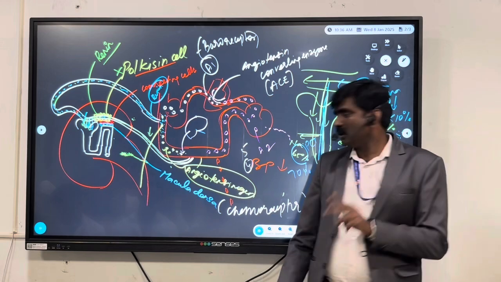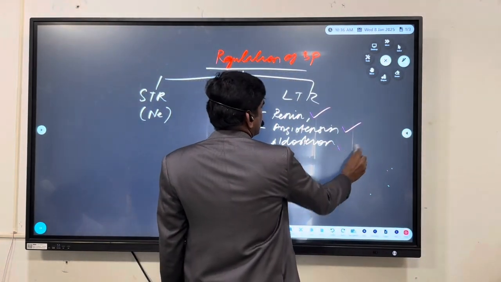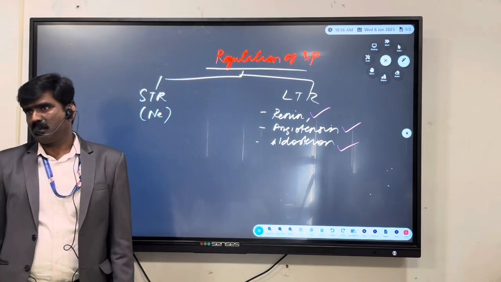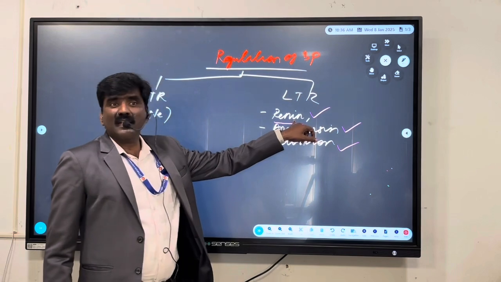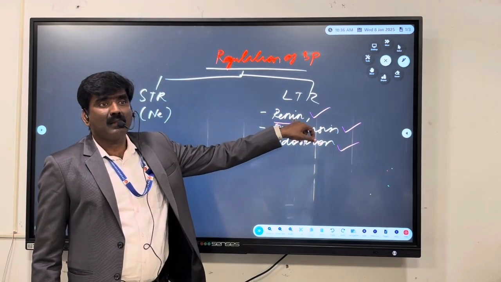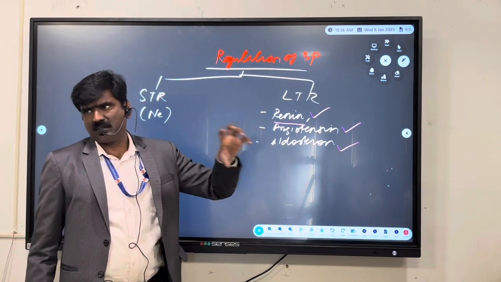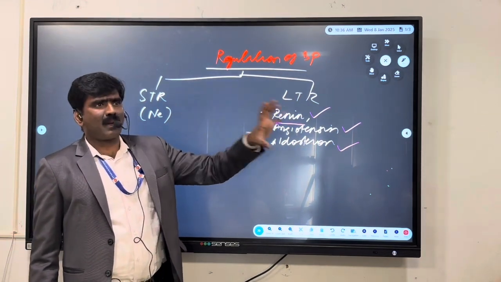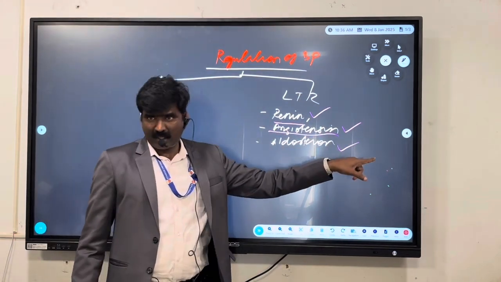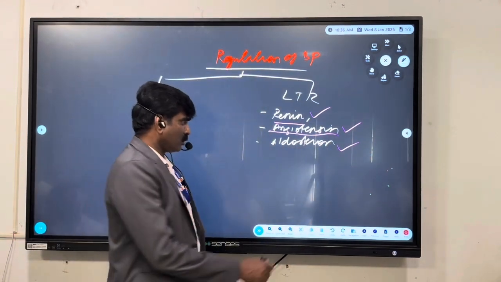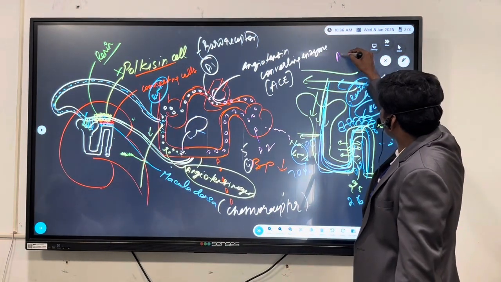Right? So in the beginning I told you: renin, angiotensin, aldosterone. Renin is released by the kidney. Not the kidney, the JGA. The juxtaglomerular apparatus releases renin. Because of renin, angiotensin came. Right? So now, what is the function of angiotensin?